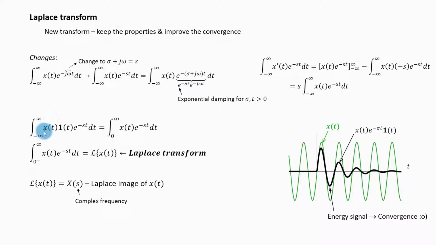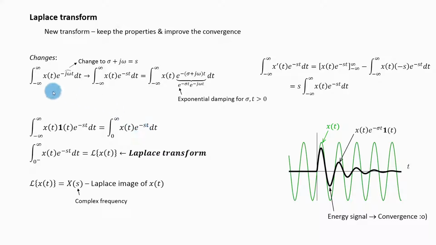Mathematically, we can write this by multiplying our signal by a unit step. This will force our signal to 0 for negative time. When I do this, I do not have to integrate from minus infinity, I can start integrating from 0, and when I integrate from 0, I do not have to write this unit step here anymore. So when I do this, I do not have to worry what this exponential will do for negative time. I can just use its damping properties for positive time.